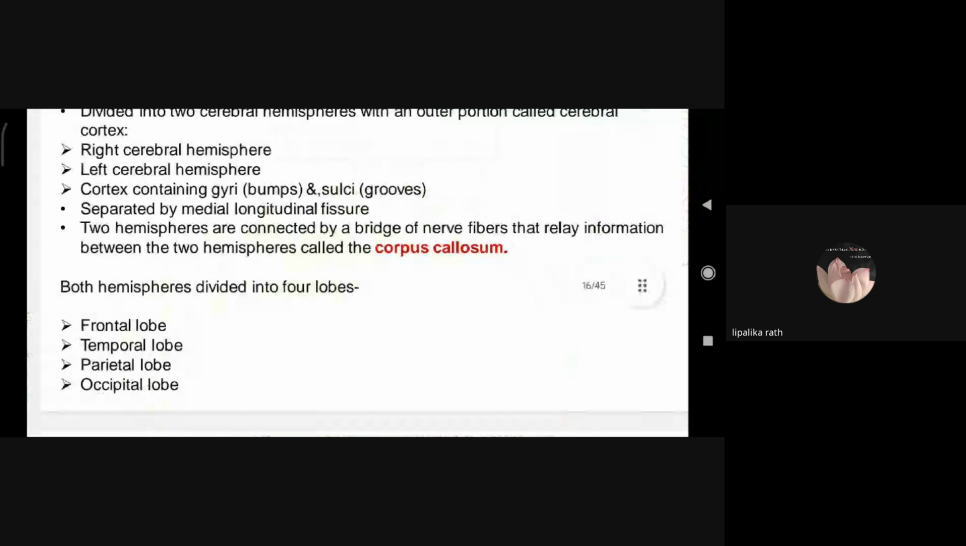Both hemispheres are divided into four lobes, as we have seen in the case of the cranium bones. Frontal bone is covering the frontal lobe, temporal bone is covering the temporal lobe, parietal bone is covering the parietal lobe, and occipital bone is covering the occipital lobe. So as per the names of the bones, the brain is also divided into lobes. Each hemisphere has these four lobes. So how many lobes are present in the total brain?